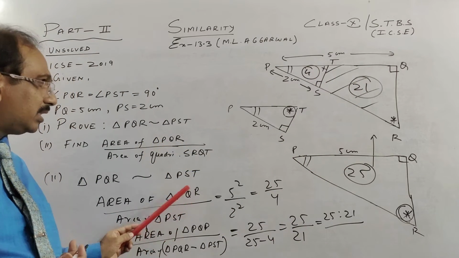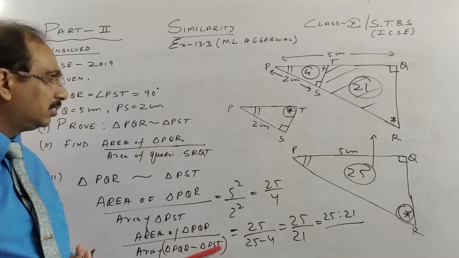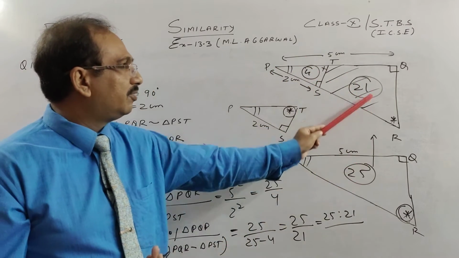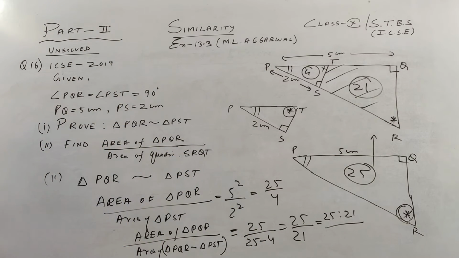Down, you see, the top remains the same, and down we subtract. So 25 full area minus 25 minus 4. So 25 is to 21 is the ratio.